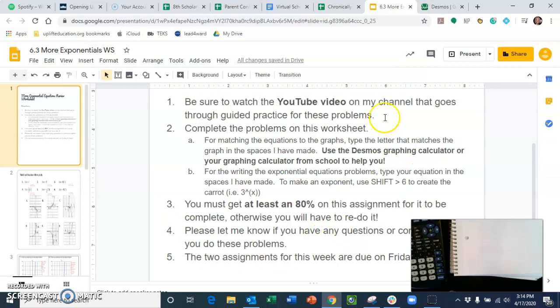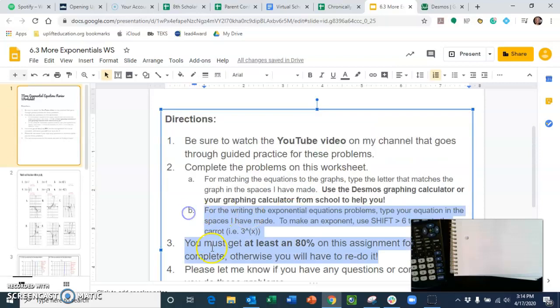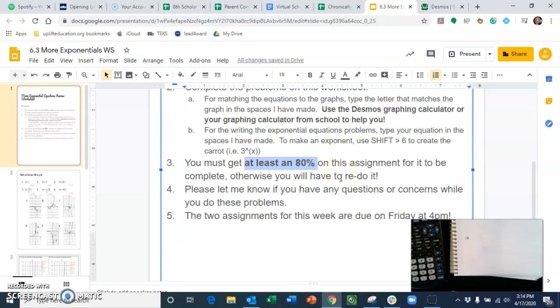So you don't have to read the directions for this right now because we're going to go through a couple of these problems with me. That's why it's going to be to your benefit to take a look at this video. But I want to direct your attention that you need at least an 80% on this assignment in order for it to be considered complete, and I will be sending these back to you if you do not complete these. And you're going to need to click Turn In on Google Classroom. That way I can send them back to you if you need it.